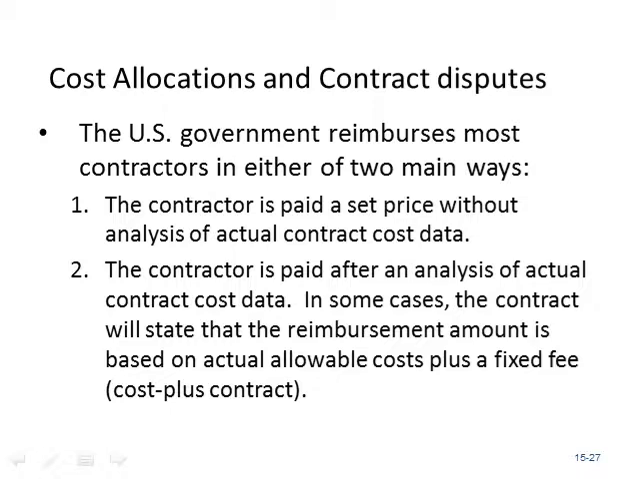And so the U.S. government reimburses most contractors in either of two ways. The contractor is paid a set price without analysis of contract cost data, which we refer to as a fixed price contract, or the contractor is paid after an analysis of actual contract cost data. In some cases, the contract will state that the reimbursement amount is based on actual allowable costs plus a fee. This is sometimes referred to as cost plus contracts, but technically the difference being that example one here is a fixed price contract. Example two is referred to in contracting circles as a flexibly priced contract.